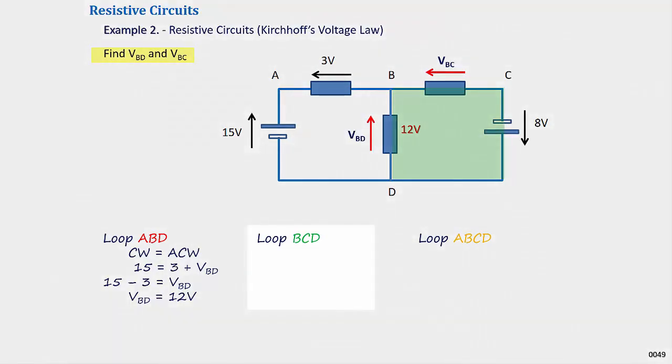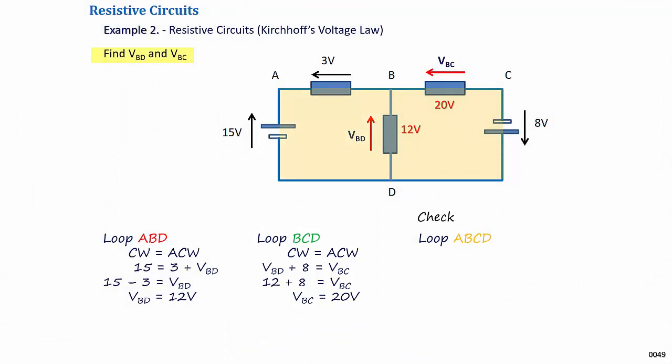Taking loop BCD, by KVL, clockwise voltages equal anti-clockwise voltages. So VBD plus 8 equals VBC. Substituting value for VBD, 12 plus 8 equals VBC. Therefore, VBC equals 20 volts.